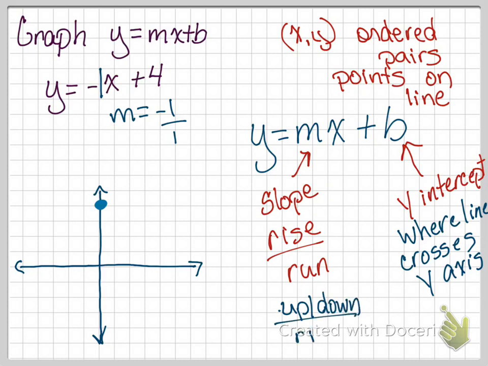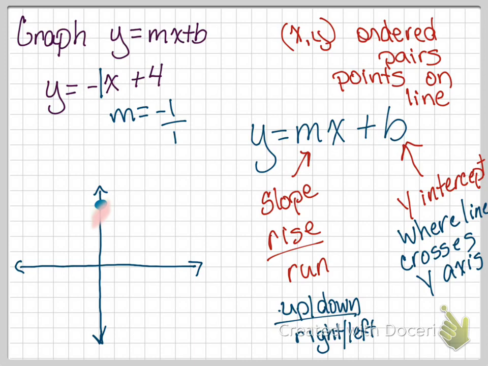Then I'm going to go right to left. Up, down, right, left. Which way do I go for negative 1? Do I go up or do I go down? Down. Good. Okay? So I'm going to go down negative 1. What color is easier for you guys to see? Let me see if that's better. Yeah, that's better. Okay, so I went down negative 1.